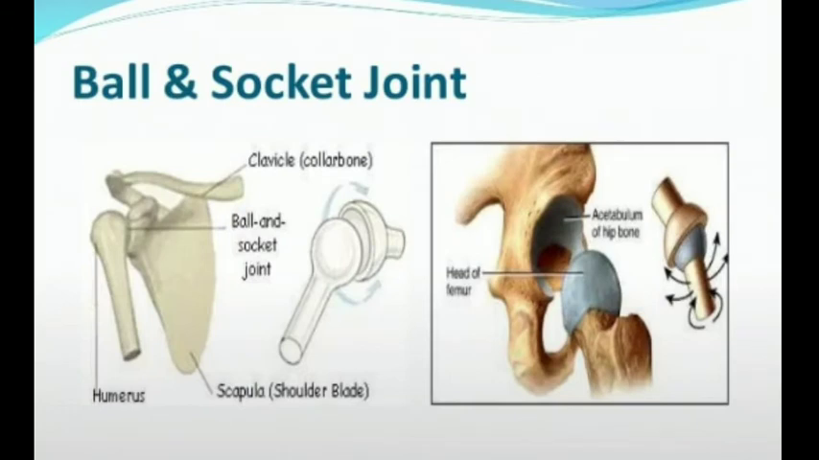There are some joints which are movable. An example of such joints is the ball and socket joint. Ball and socket joint is present in between the thigh bone and the hip bone. In this type of joint, the rounded end of one bone fits into the cavity or the hollow space of the other bone. And due to this reason, this kind of joint allows movement in all directions.